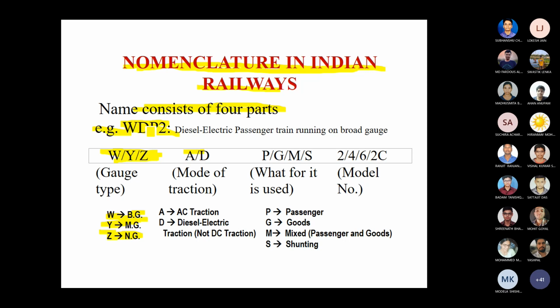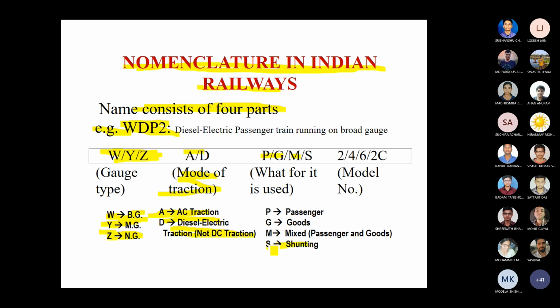D stands for diesel electric, A stands for AC traction. So what type of mode of traction? A stands for AC traction, D stands for diesel electric traction, non-DC traction. Then it is P. P stands for passenger, G for goods, M for mixed passenger and goods, S for shunting.